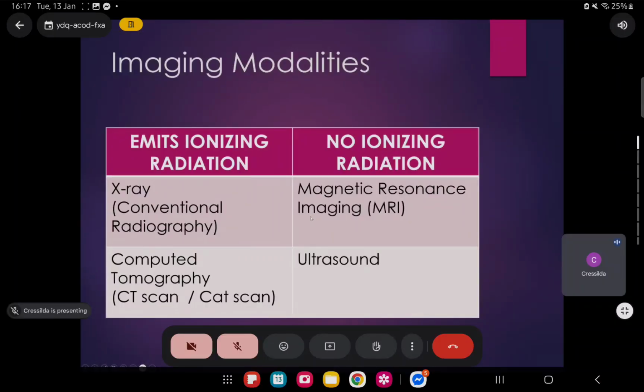So not all imaging modalities emit ionizing radiation. X-ray and CT do, however, MRI and ultrasound do not. MRI deals with magnets, so it would manipulate the spin of the hydrogen atoms. And for ultrasound, they would use sound waves. So the only ones that do emit radiation are X-rays as well as CT scan.